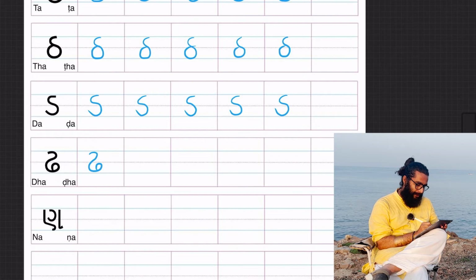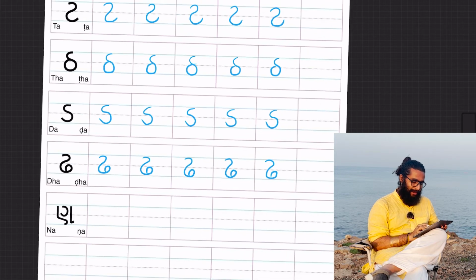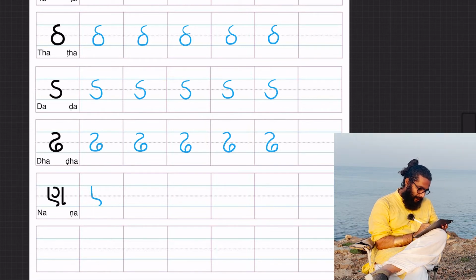Dha. In this sequence of consonants, the final nasal consonant from the same region in the vocal cavity is na. Notice how to write this.